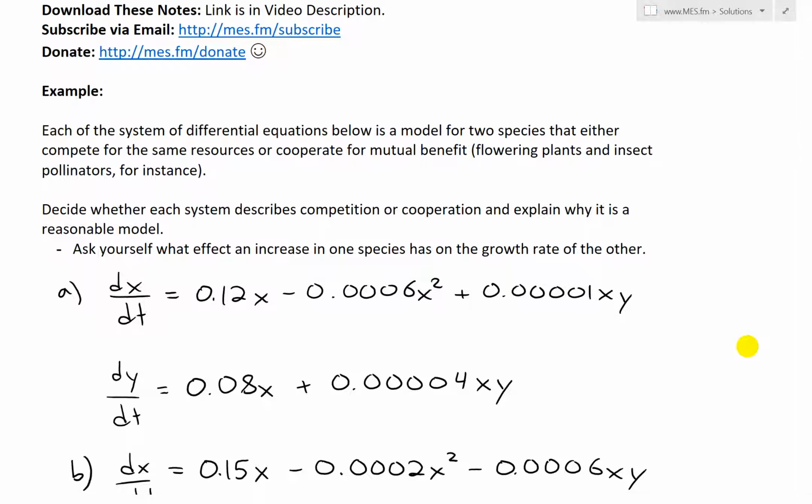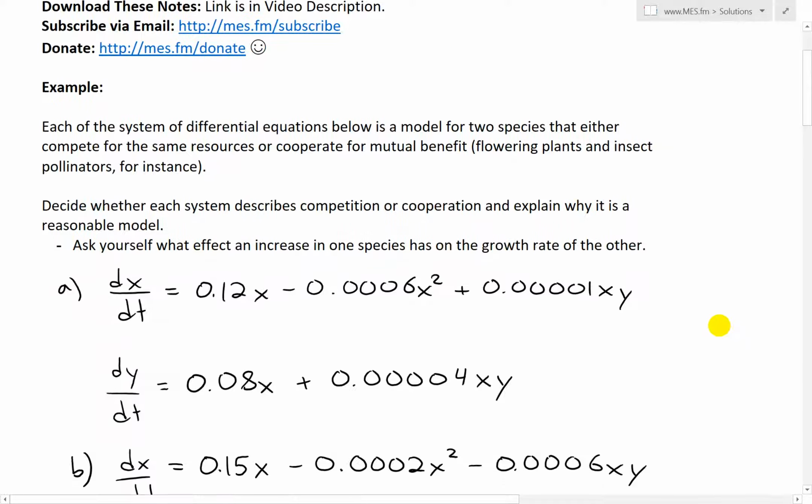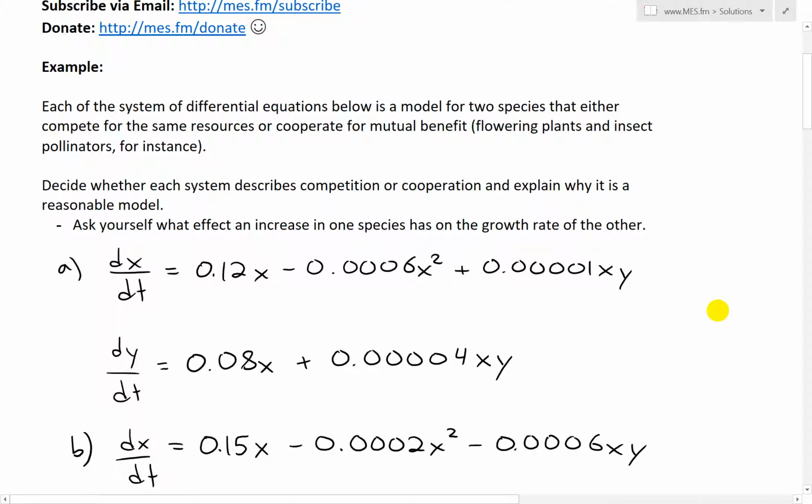Anyways, let's move on to this example. It states each of the systems of differential equations below, these ones right here, A and B. There are two sets of differential equations, both representing a model for two species that either compete for the same resources or cooperate for mutual benefit.